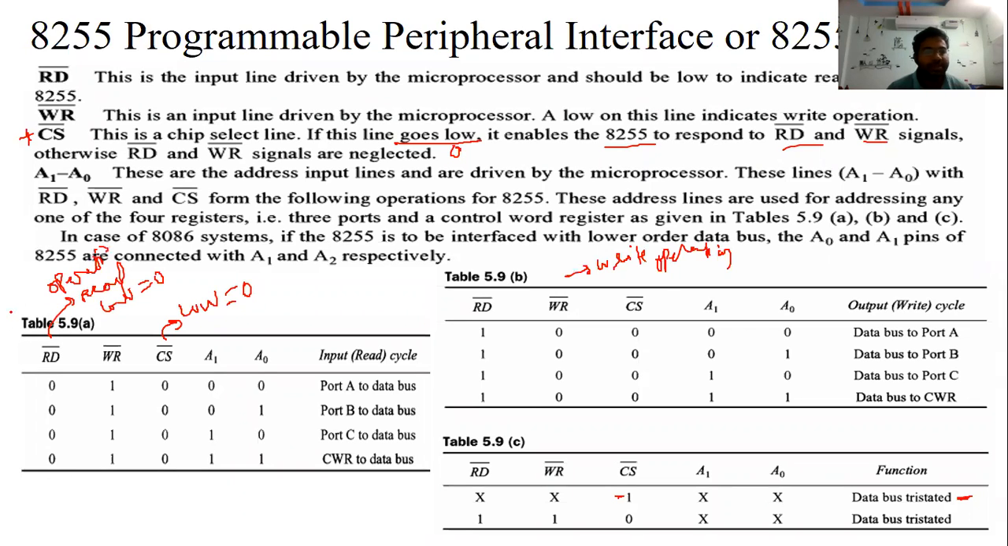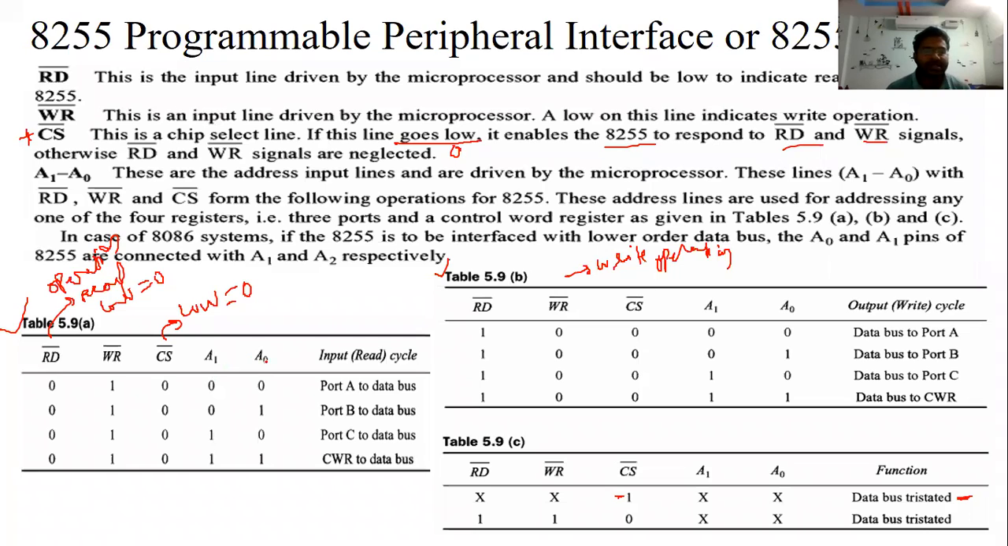So here in this table is the read operation. This table is the write operations. For this read operation, all RD bar are enabled, nothing but low, 0. So WR bar is 1, nothing but it is not working. So RD bar is 0, WR bar is 1, and CS bar is always 0. Then only read and write operations are working.